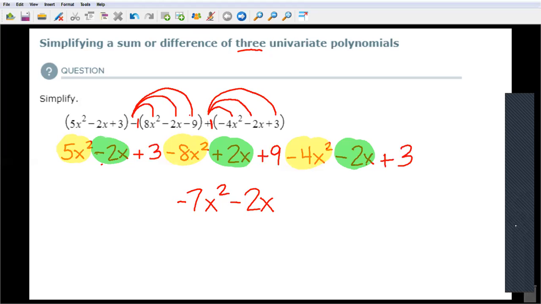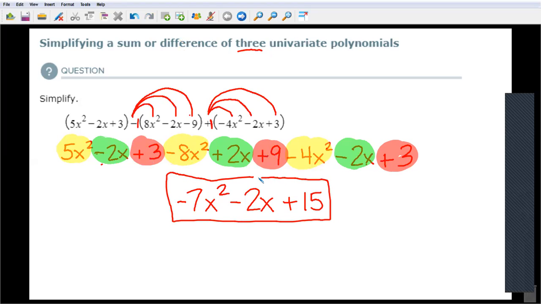The last set of terms you have here are these three. You've got 3, 9, and 3, and they're all positive. So if they're all positive, you're just going to add them all together. It's 3 plus 9 plus 3, which is +15. And that is your final answer. Notice there's nothing there that can be combined. There's no like terms. So you can't do anything else with that answer that you have in the box there.